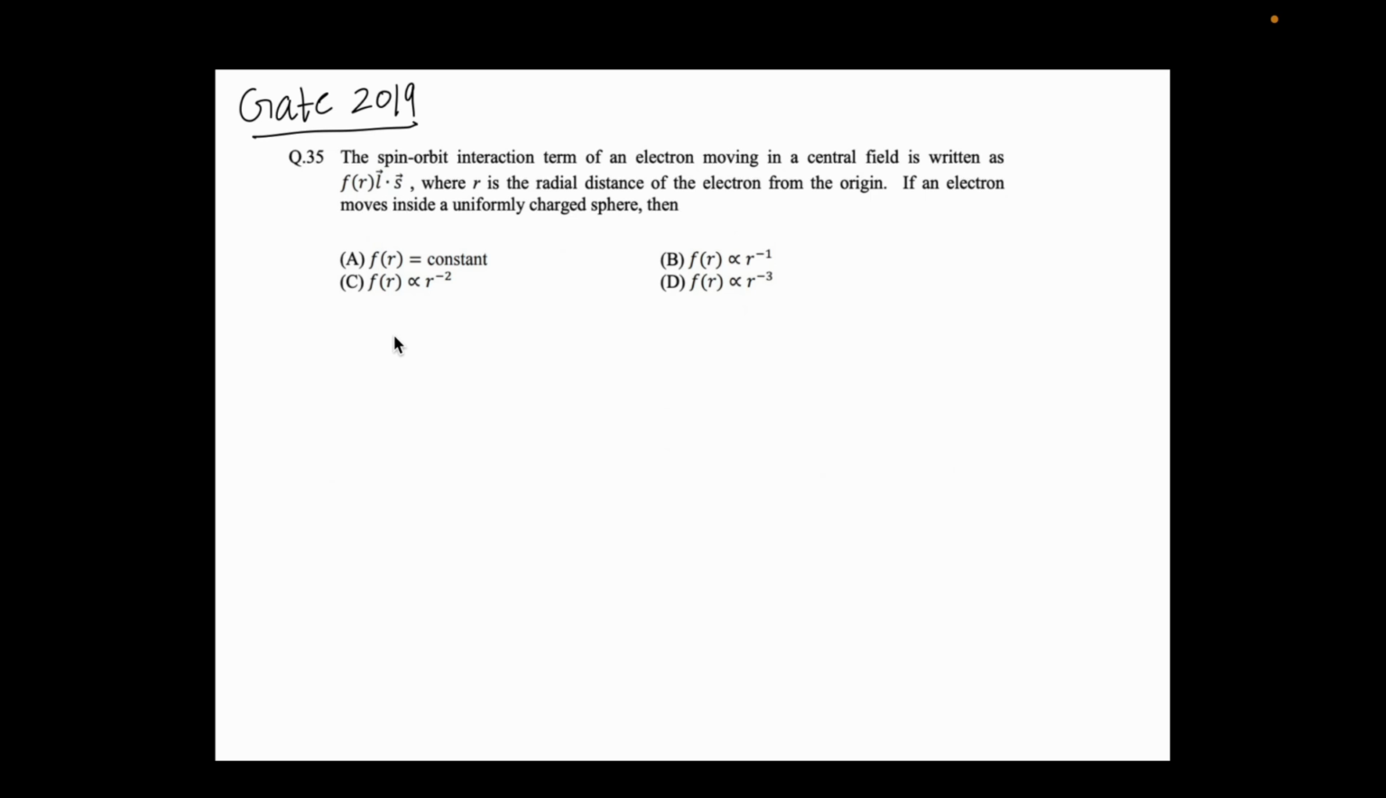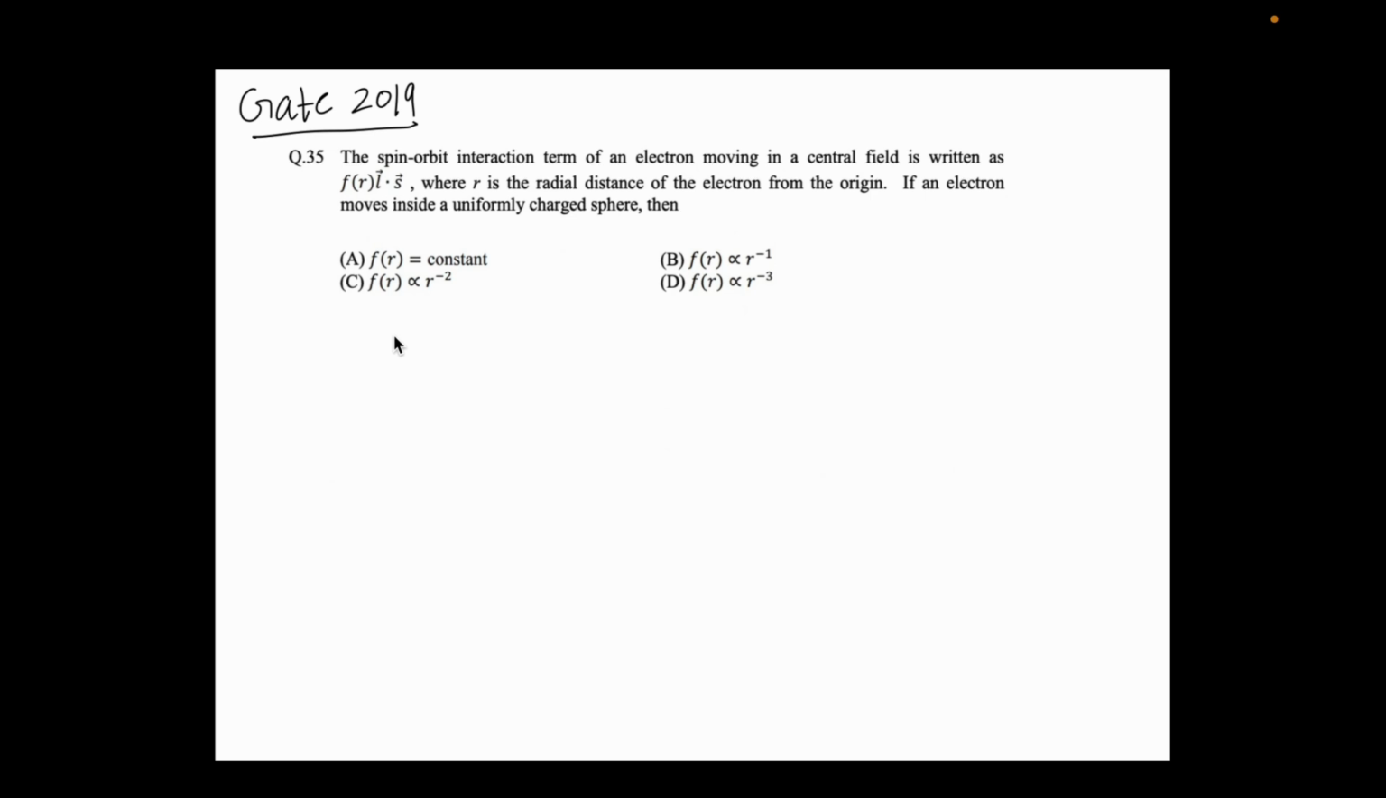I'll tell you what is the mistake that you are bound to make in this question, because you must have gone through the spin orbit coupling derivation for the hydrogen atom, and you must know what would be the form of f of r in the spin orbit Hamiltonian if you have an electron in the hydrogen atom. But there is a catch in this question. What they have asked is if the electron moves inside a uniformly charged sphere. It's not the hydrogen atom problem. So you'll be bound to make a mistake because of the things you remember. I'll tell you both things: what option you might be prone to select and what is the actual option which you have to select.